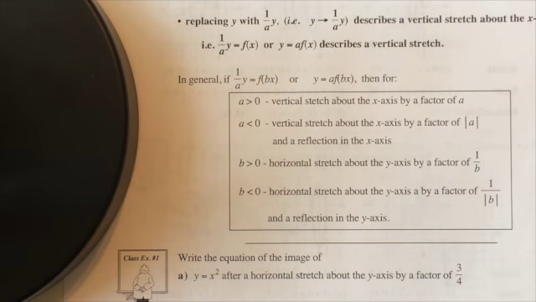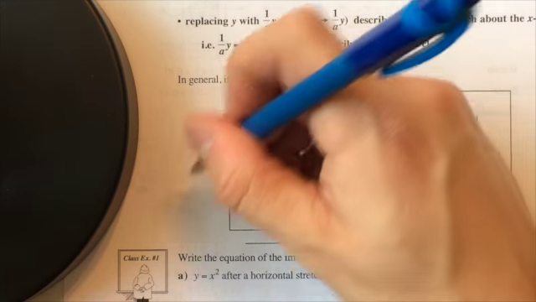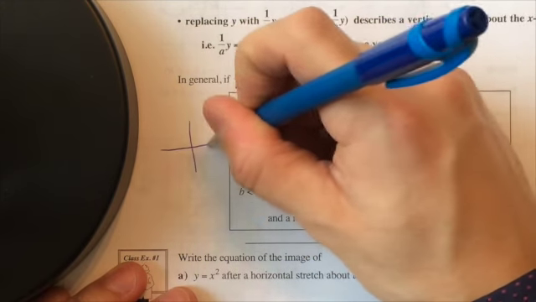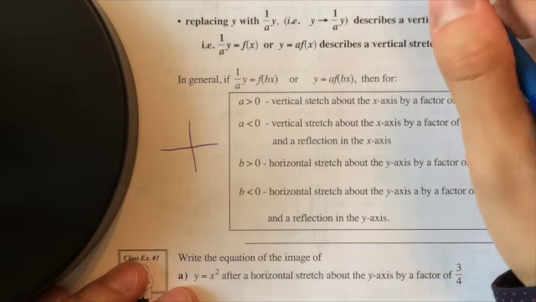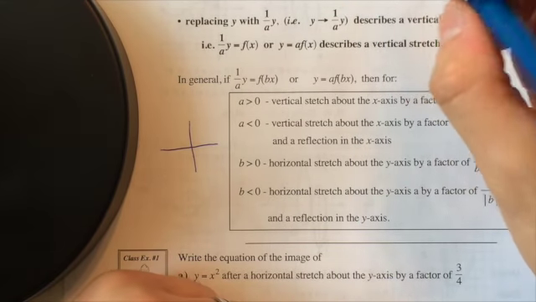All right, welcome to lesson number 6. This lesson is more or less the same as lesson number 5. So we're still dealing with stretches about the x or y axis. Now, just a quick little review. Remember, if we're talking about stretches about the x or y axis, what it means is we're either moving.